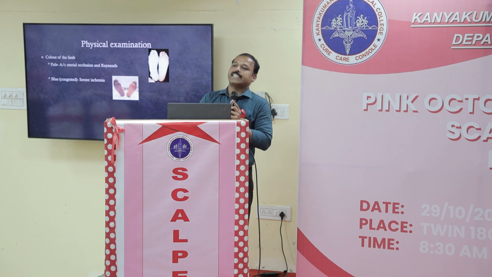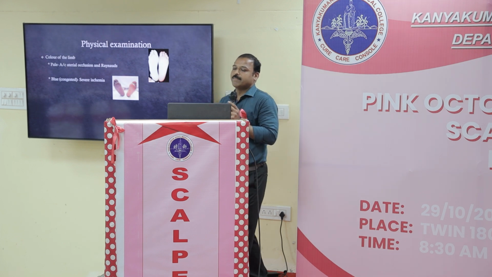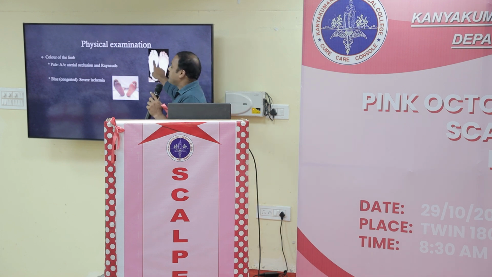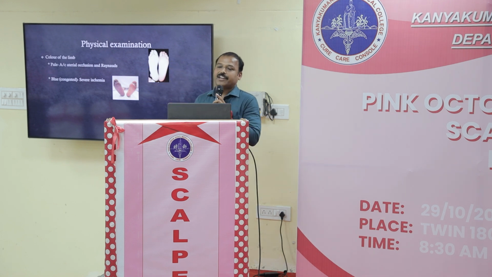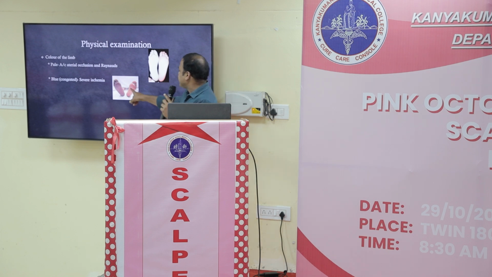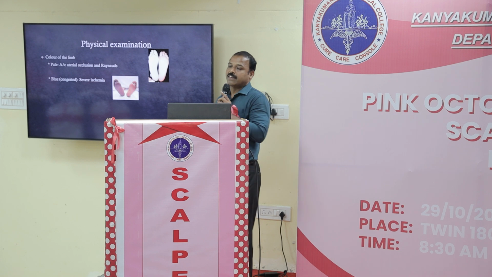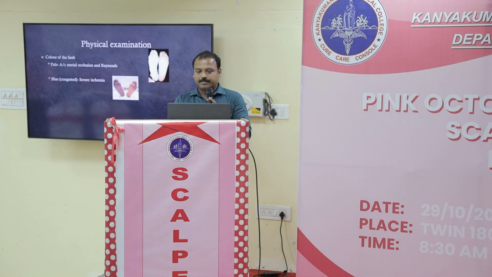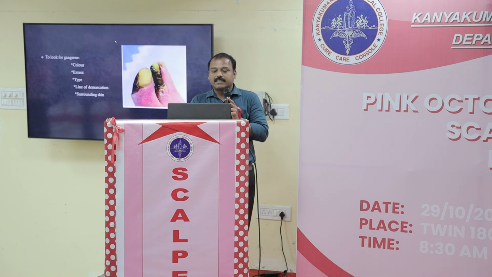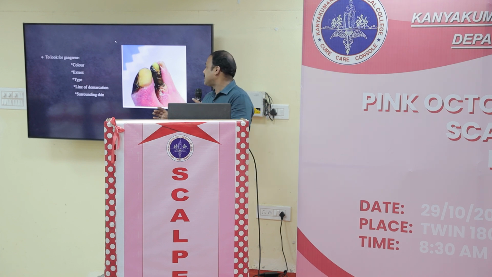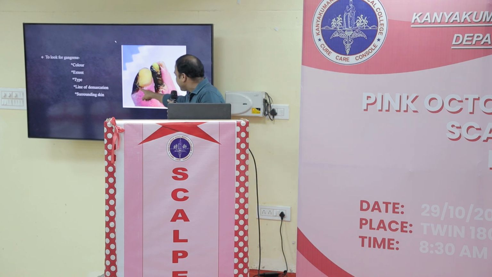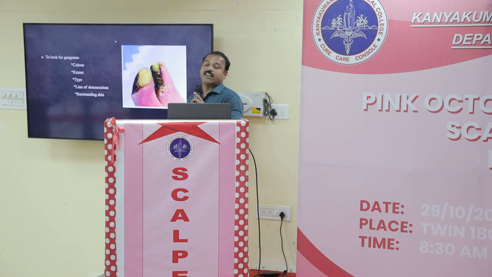Then come to the physical examination. In physical examination, pallor is more in acute limb ischemia, not in chronic limb ischemia. When there is a congestion like blue, it is usually due to severe ischemia in the lower limb. And then look for gangrene. When there is a gangrene, you look for line of demarcation, the surrounding skin, whether it is edematous, whether it is discolored, whether it is tender or not. All these things you look into in the gangrene.